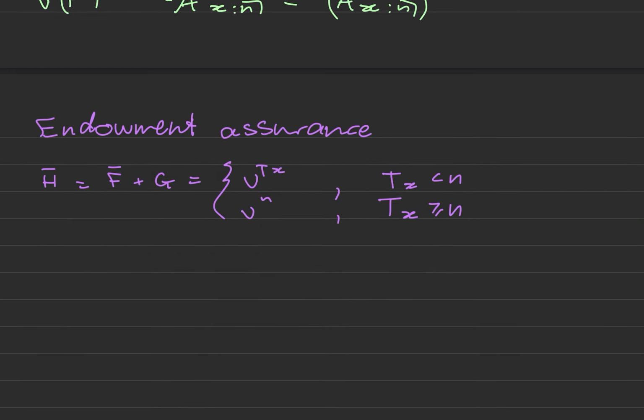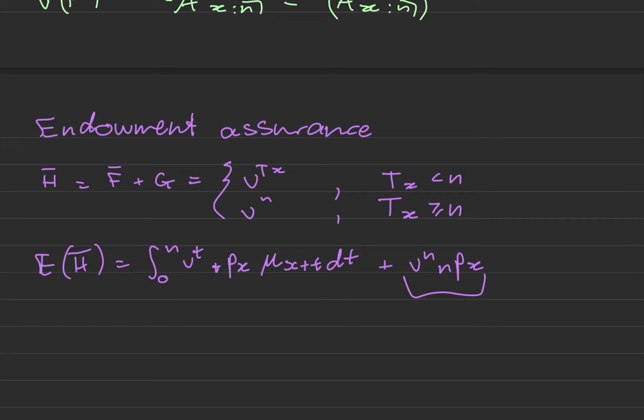Okay, so if I take the expectation of h bar, I'm going to get the integral from 0 to n of v to the t, tPx, mu x plus t dt, and then I'm adding to that v to the n, nPx, which is the expected present value of a pure endowment assurance, and this equals A bar x n in actuarial notation.